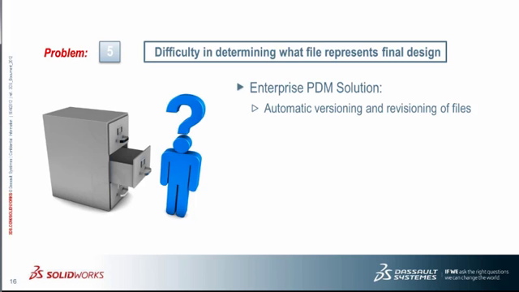And revisions can be applied automatically, so you can go from A to B to C, or A.1, or whatever your revision scheme is, automatically via the workflow. So when a file gets approved, you can move it from revision A to revision B and update the drawings and update all the metadata associated with it.